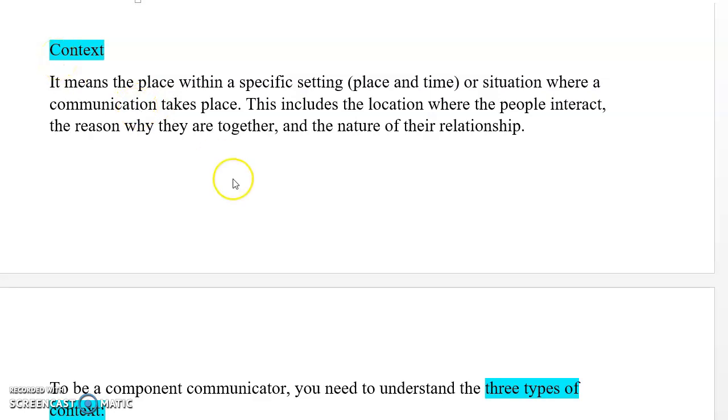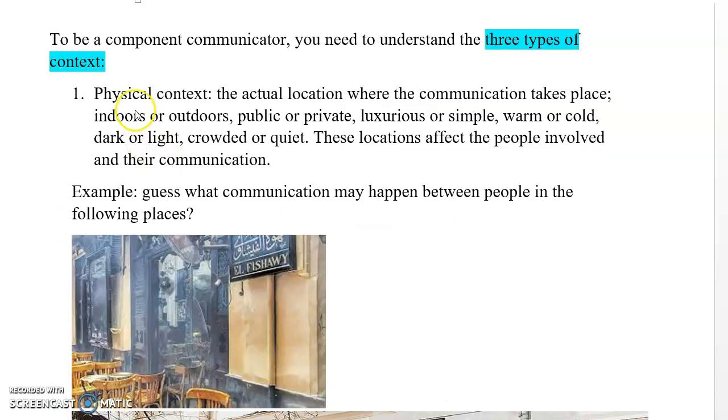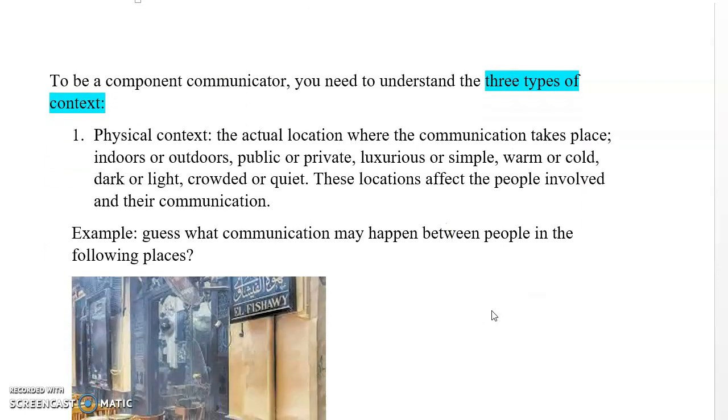And context means 3 things. It means the location, the reason, and the relationship between people. Okay, now to be a competent communicator, you need to understand 3 types of context. These 3 types of context actually are regarding the meaning that I've told you before. I mean the location, the reason, and the relationship. So the location means the physical context.